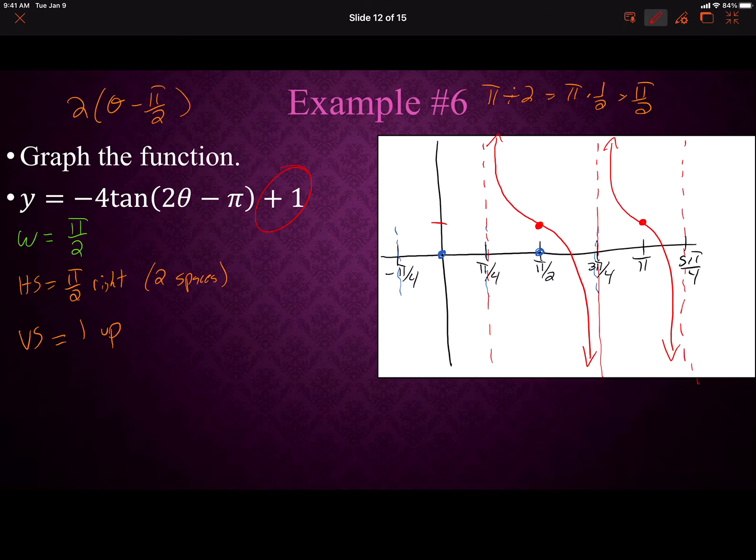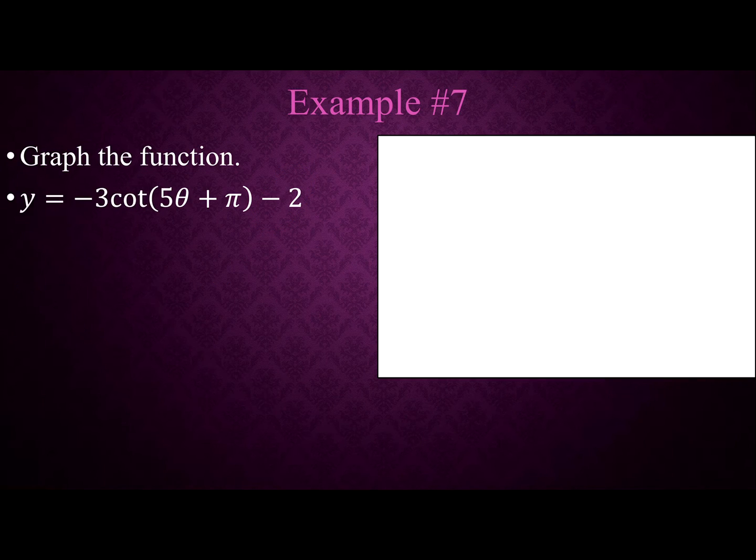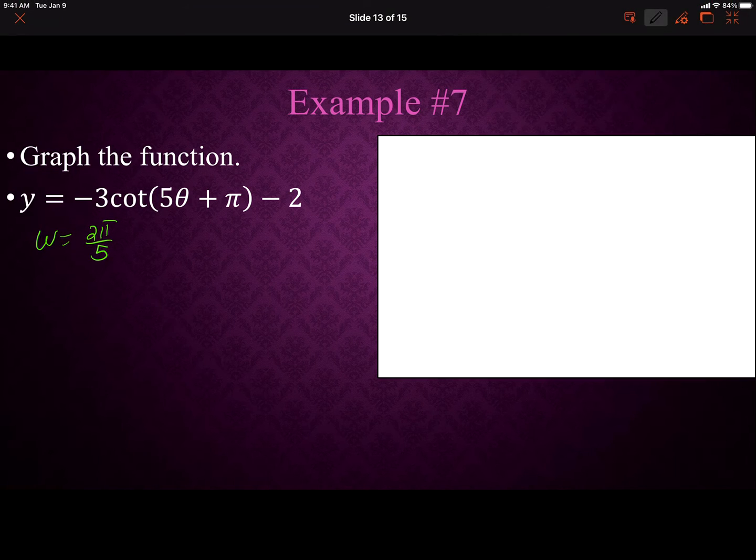All right, so now taking a look at the cotangent curves. We have negative 3 cotangent of 5 pi plus 5 theta plus pi here. So we go ahead and do our period, 2 pi over 5. Can't do anything else with that. So we plot our original points. Again, it's originally symmetric. We have 2 points on the right, 2 points on the left.